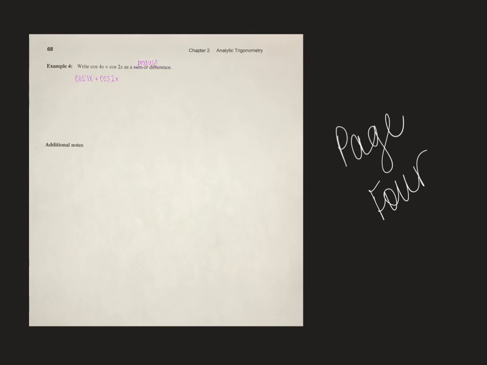So this one, the formulas on this sheet use x and y. So I'm just going to use that as a reference. So my x is going to be the 4x and my y is going to be the 2x. Just so I know what is going where in my formulas. So we have our sum to product formula. And so this would be 2 cosine of x plus y over 2, and that's going to be multiplied by the cosine of x minus y over 2.